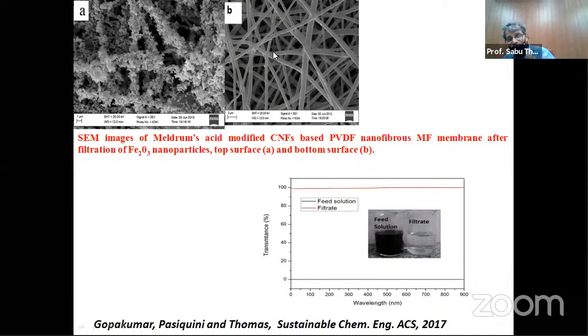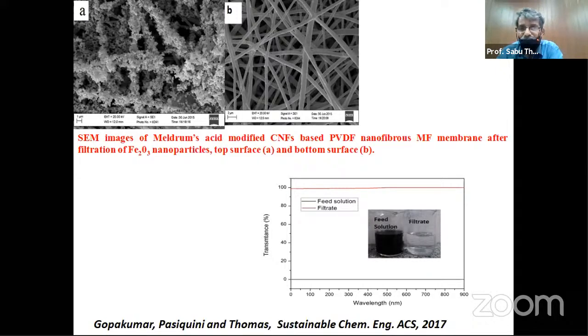We also wanted to see the transmission under UV. Look at this. Transmittance is almost 100% for the filtrate. Impure water is highly contaminated with the particles. Look, there's no transmission. So we are able to remove suspended particles in water using a membrane which is modified with nanocellulose made from agricultural waste.